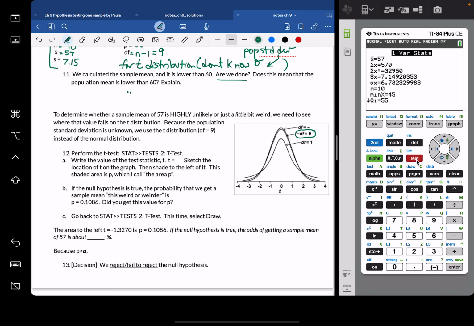So we're going to go to stat, test, t-test, enter. And this time we're working from actual data. So we select data. Our mu0 is 60. Our data is in L1. The frequency is 1. I'll just leave that. And the alternate hypothesis is that mu is less than mu0, so we do need to indicate that. And then I would like to have the calculator draw the t-distribution. For those of you who only have a TI-83, I believe you don't have this as an option.